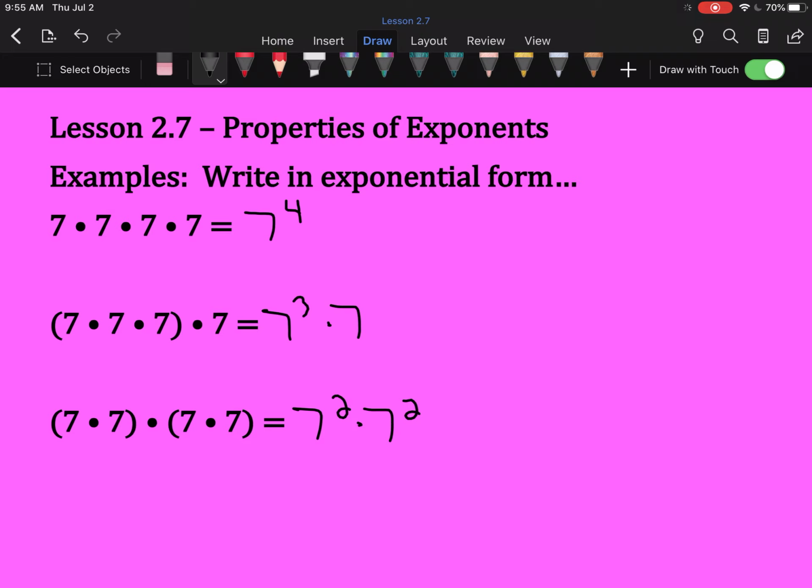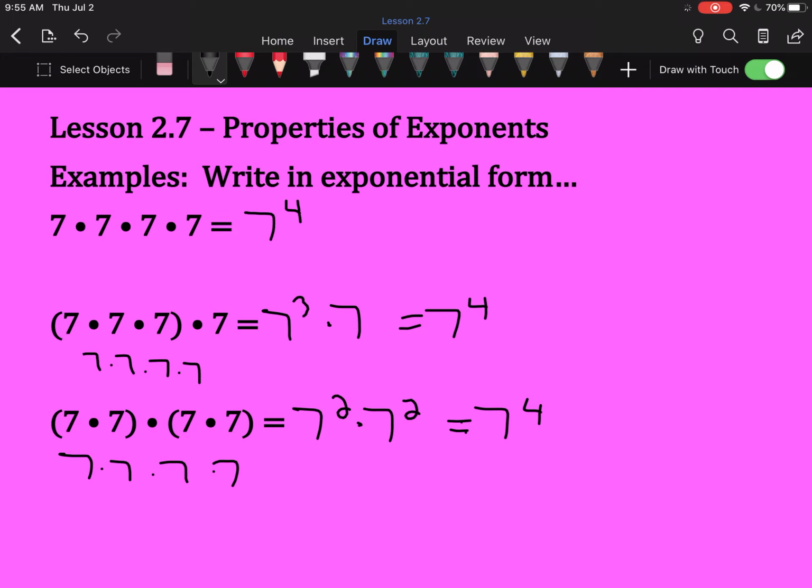So this is the same as 7 times 7 times 7 times 7, which means 7 to the 3rd times 7 is the same thing as 7 to the 4th. And this is 7 times 7 times 7 times 7, which means 7 squared times 7 squared is the same thing as 7 to the 4th.